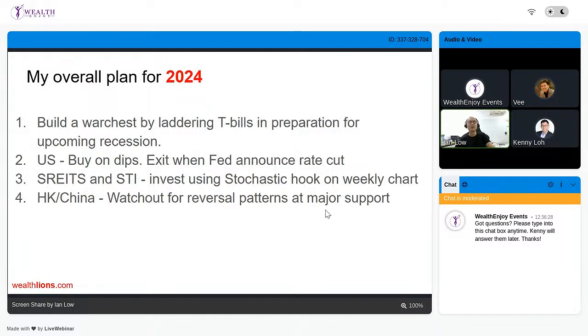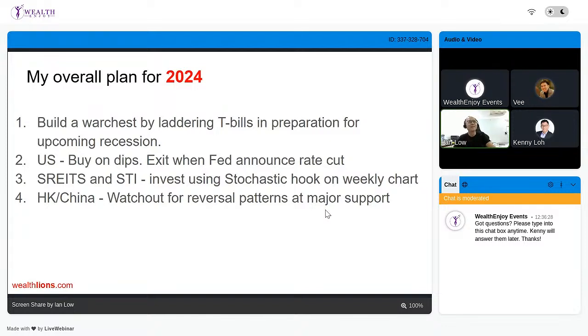Now, I put in red 2024. This was my overall plan for 2024. This was not 2025. Last year, I think I may have given two market outlooks, and this is my overall plan then. So I was building a war chest at the start of the year. I was telling everyone I will build a war chest using T-bills laddering in preparation for an upcoming recession. But there's no recession. But later you see I've successfully managed to build a war chest.